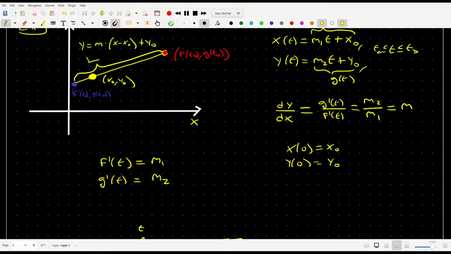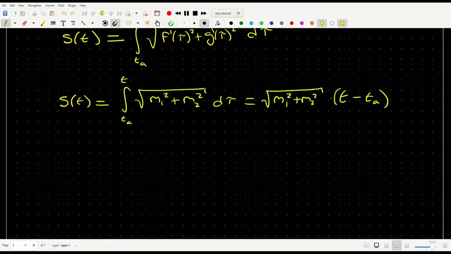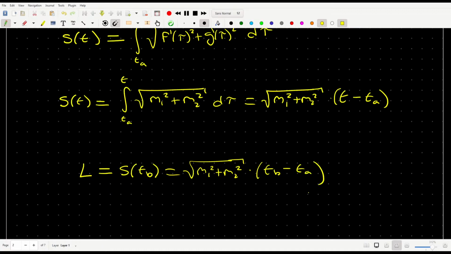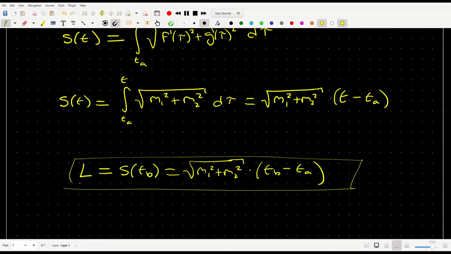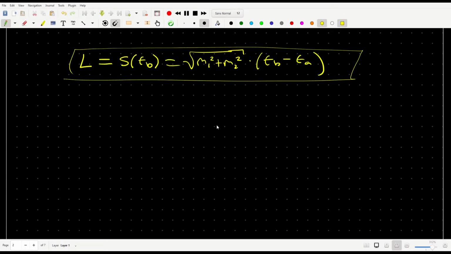Like I said before, if we call this distance right here L, we have that L should be equal to S of TB, which is exactly the square root of m1 squared plus m2 squared times TB minus TA. Which makes a lot of sense. Why does this make a lot of sense? We want to investigate this a little bit.